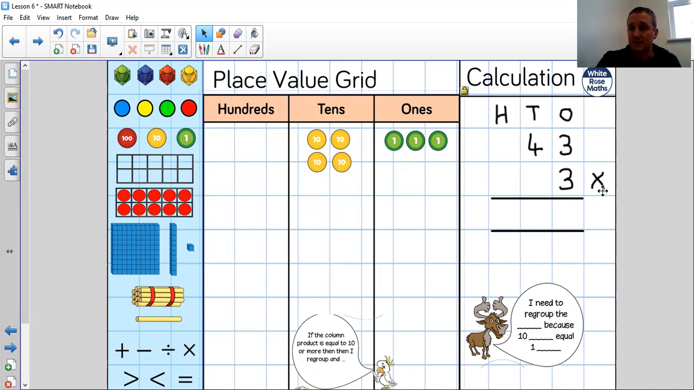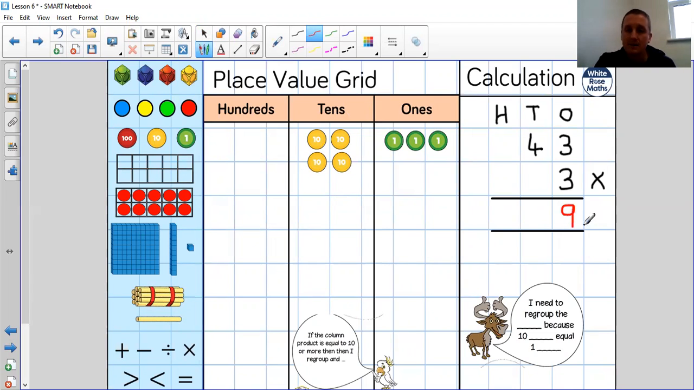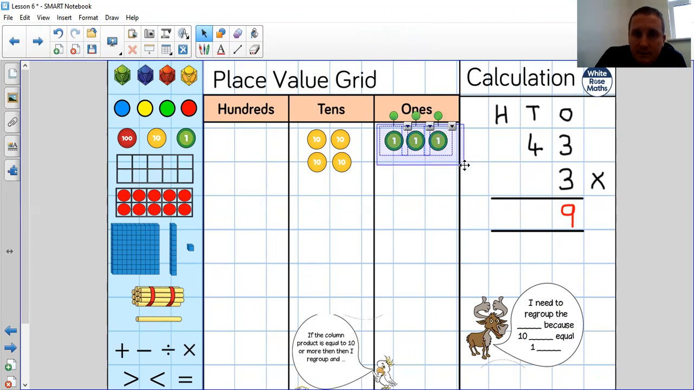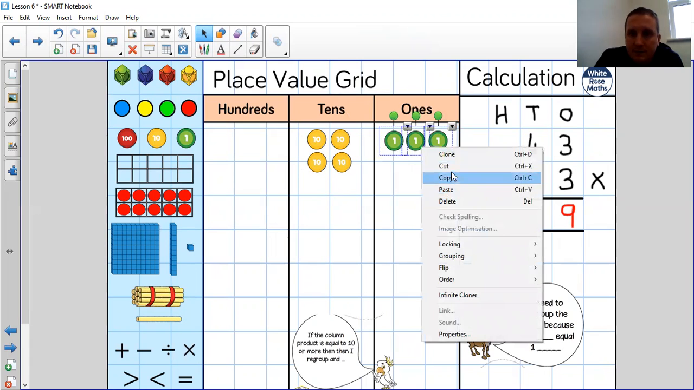So let's start off. 3 threes. What is 3 multiplied by 3? Hopefully you're telling me it's 9. All right. Now, I haven't made more than 10. Look, I'm going to show you here. My 3 threes. So I'm just going to see if I can do that. Yeah, I can. Brilliant. Let's go.